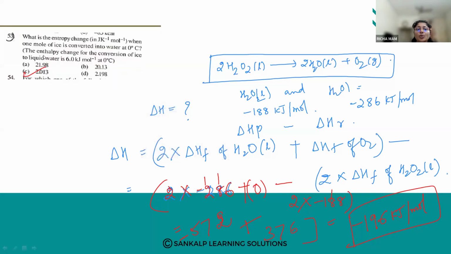Okay. What is the entropy change? Now they have asked for the entropy change. What is the entropy change in joule per Kelvin per mole when 1 mole of ice is converted into water at 0 degrees Celsius? The enthalpy change for the conversion of ice to liquid water is 6 kilojoules per mole at 0 degrees Celsius. So these are the four options.